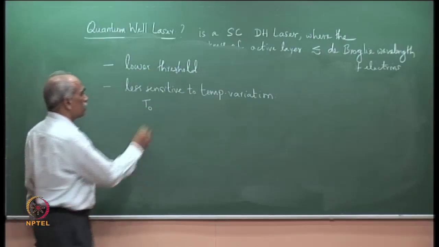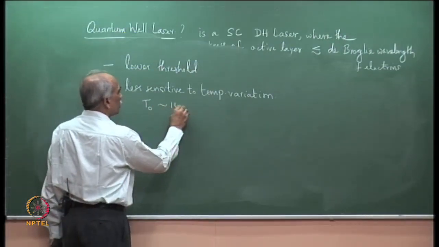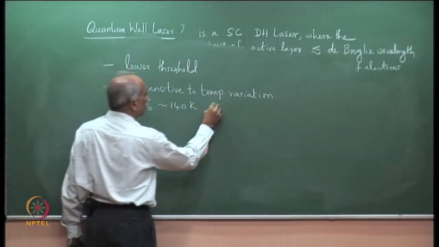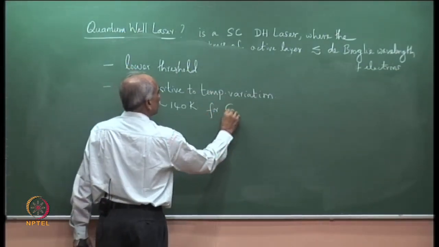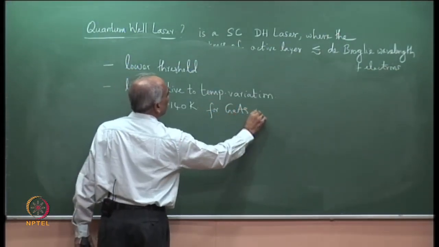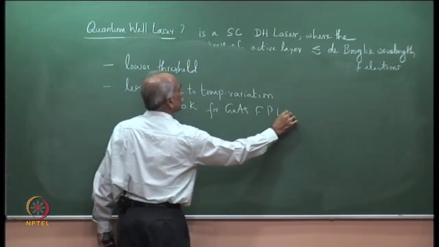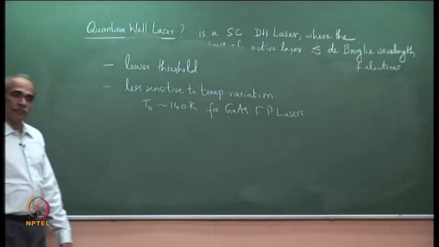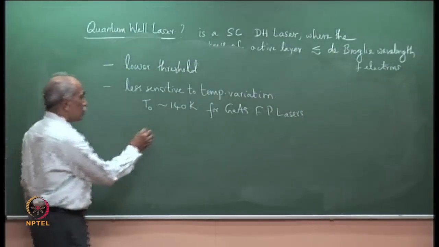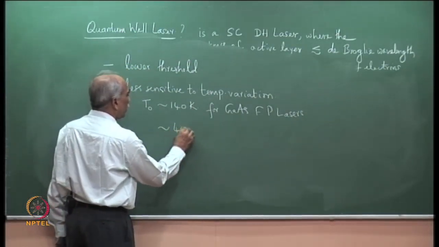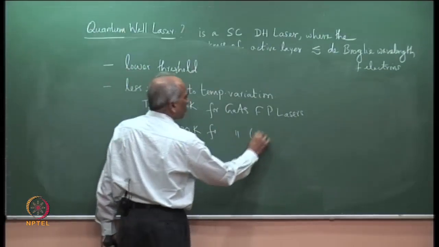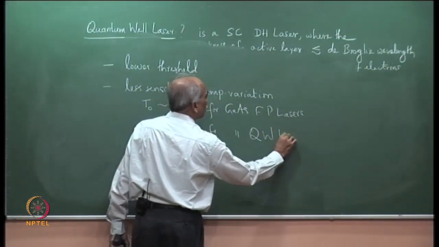which is approximately 140 K for gallium arsenide Fabry-Perot lasers, FP lasers. We have discussed this earlier. This is of the order of 400 K for the same gallium arsenide quantum well structures, quantum well lasers.